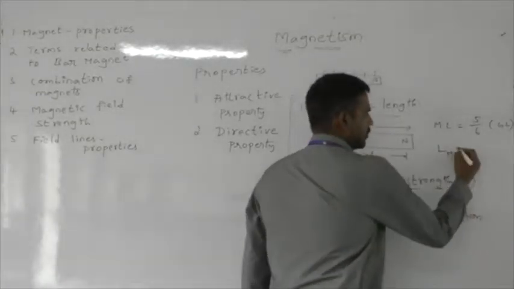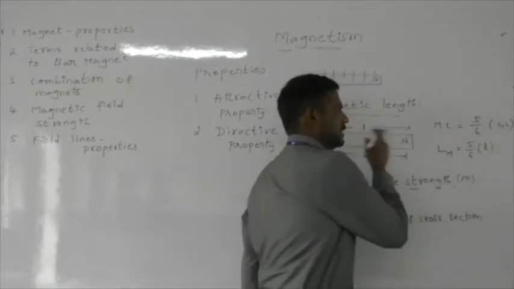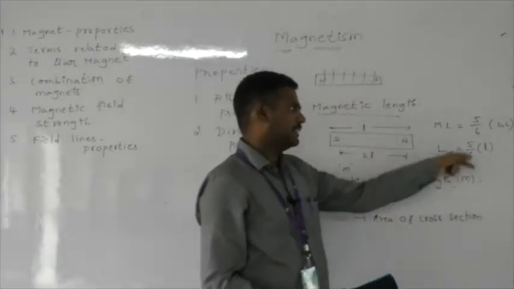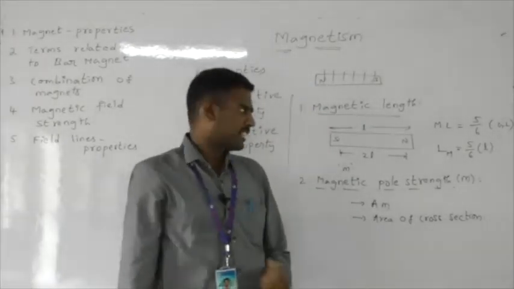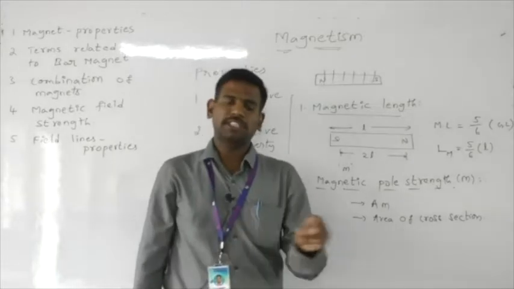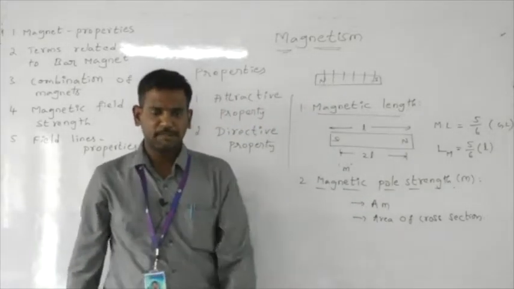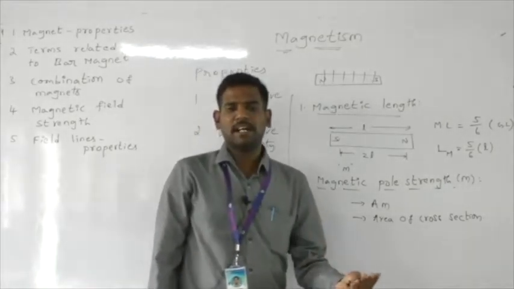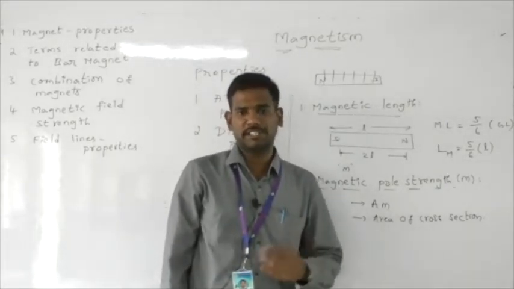Now this will be equal to what? 5 by 6 times the actual length. The actual length is nothing but L, as I told. So 5 by 6 times the actual length. For practical purposes, we will generally consider the magnetic length and the geometric length to be almost equal to each other. For all our problems and practical purposes, we will treat the magnetic length and the normal length, I mean geometrical length, as equal to each other.